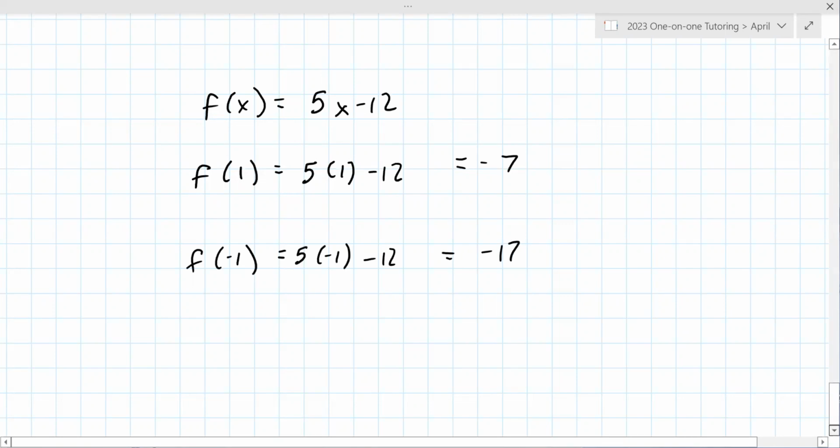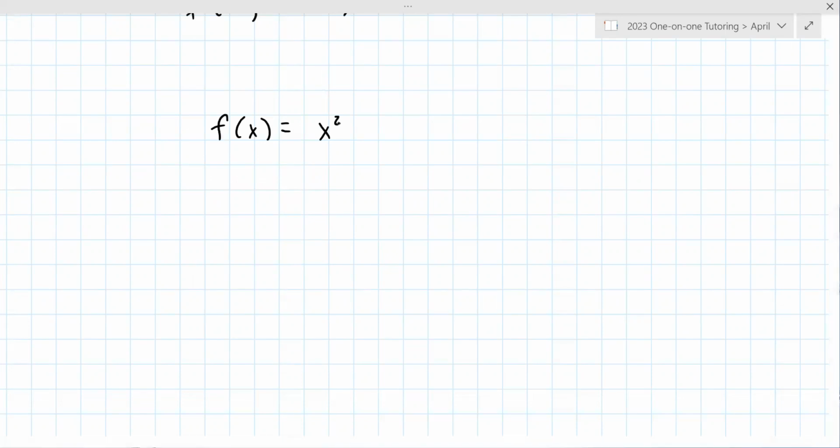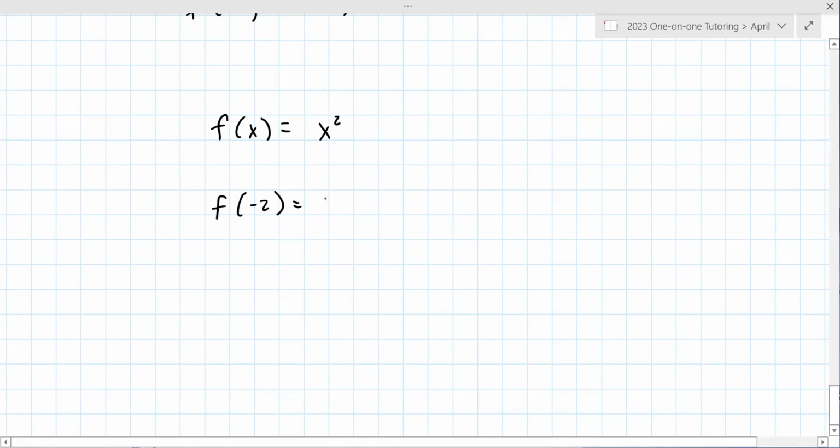All right. Have you seen something like this before, x squared? I think, yeah. So let me show you what this means. f of -2 means parentheses -2 squared. So you actually treat the variable as if it's in parentheses.